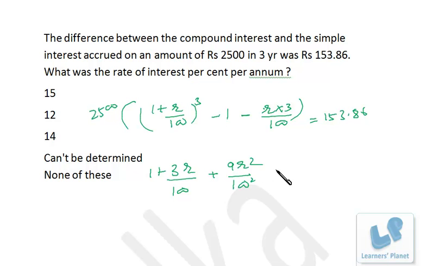Then the next term will be 3r square by 100 square. And the next term will be r cube by 100 cube. Then this is minus 1 and this is this term, right? Now friends, why am I doing this? See, in the case of a compound interest problem, you will usually get this sort of terms, right? So what happens, it really becomes difficult for us to expand this and solve this, right?